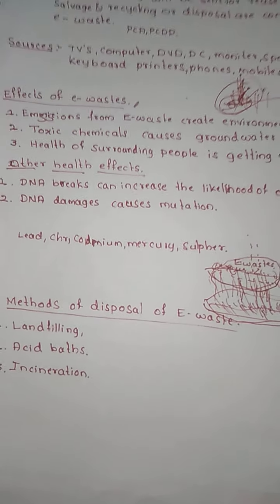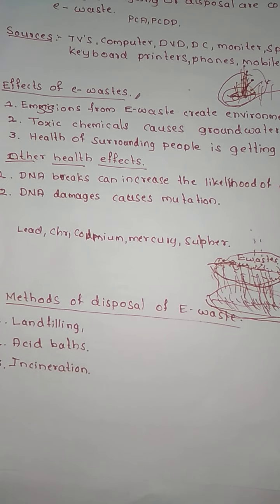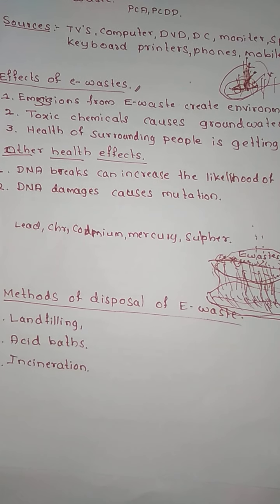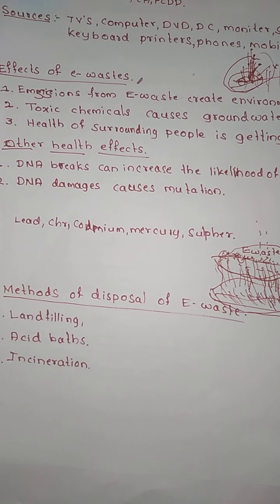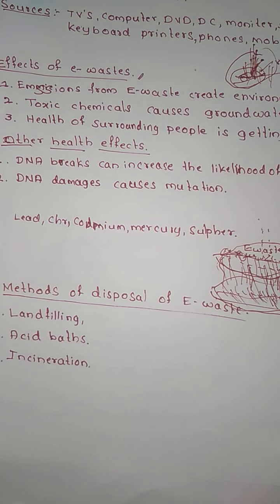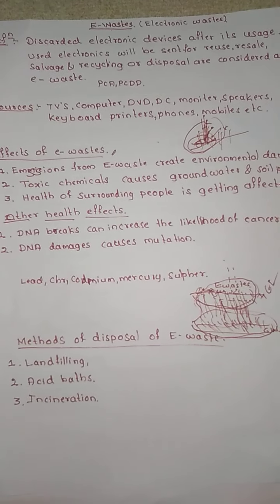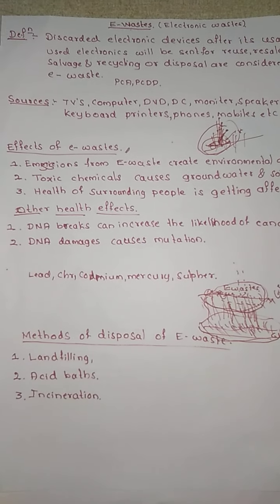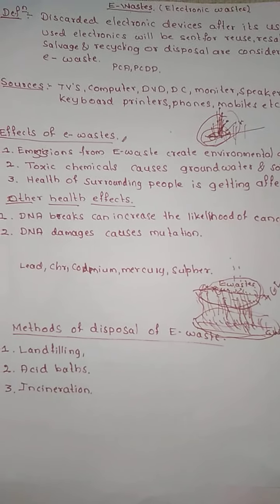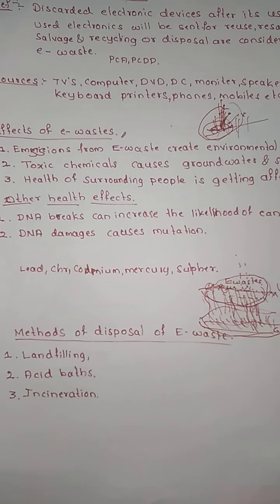Then DNA damages are a special problem in non-dividing or slowly dividing cells, where unrepaired damages will tend to accumulate over time. And it may create damage to human health. So this is how your e-waste is going to affect the human body.